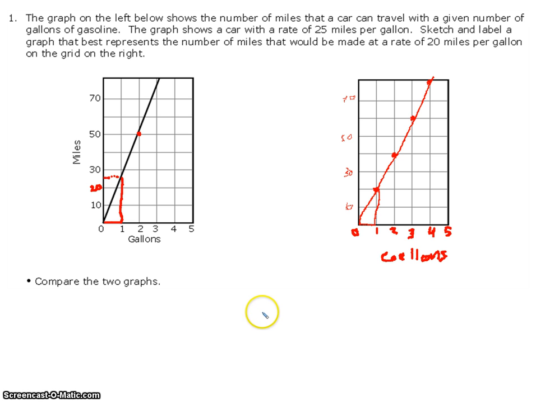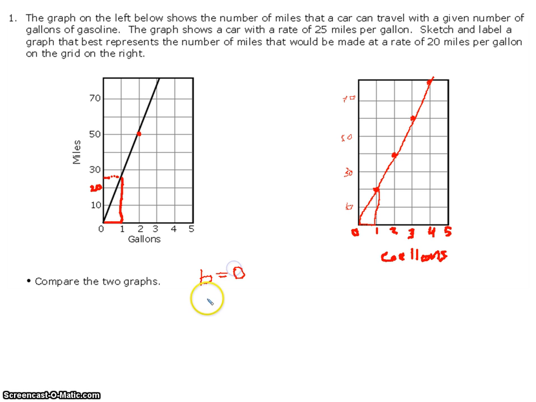Okay, so when you're comparing the two graphs, you want to look at two things. You want to look at the slope, and you want to look at the y-intercept. So let's start with the y-intercept. And notice in both scenarios, the y-intercept is at 0, meaning it crosses the y-axis at 0. And that should make sense. If you use 0 gallons of gasoline, then you would expect to go 0 miles, right? So that should make sense in both scenarios.